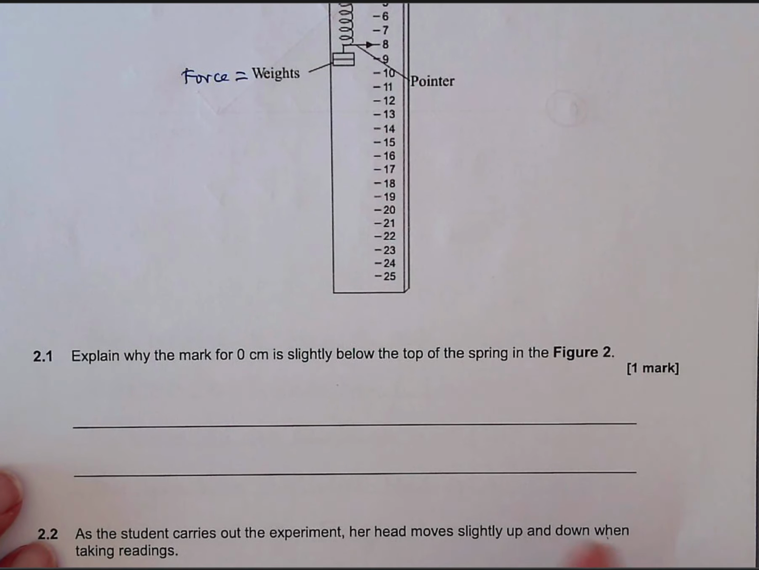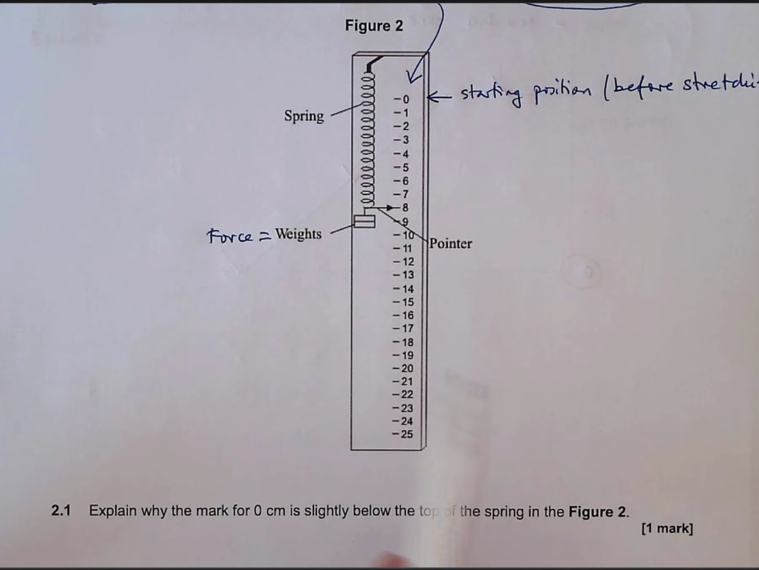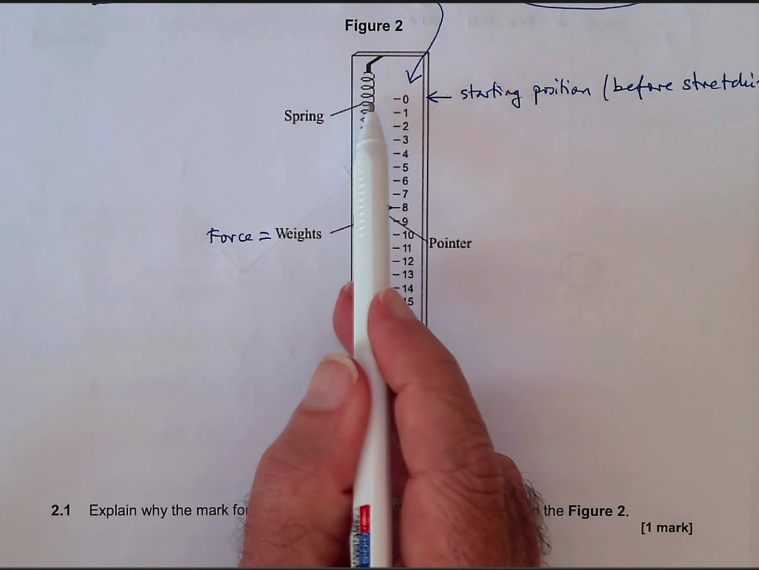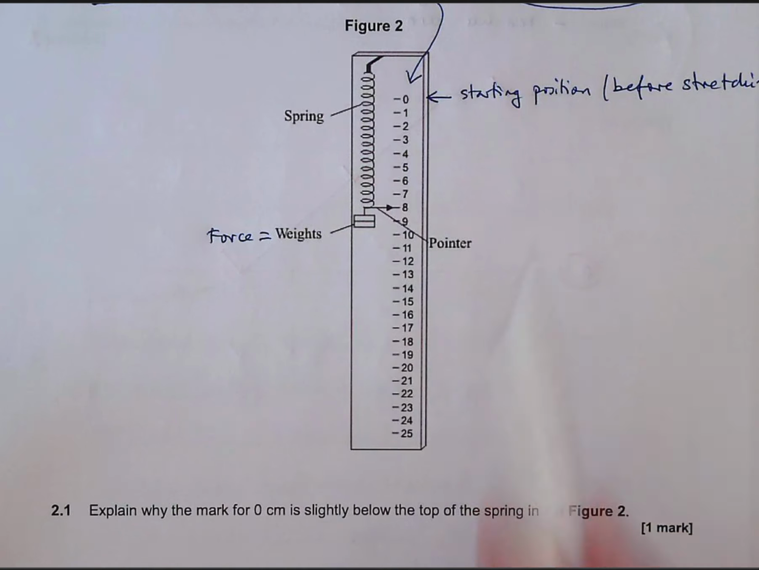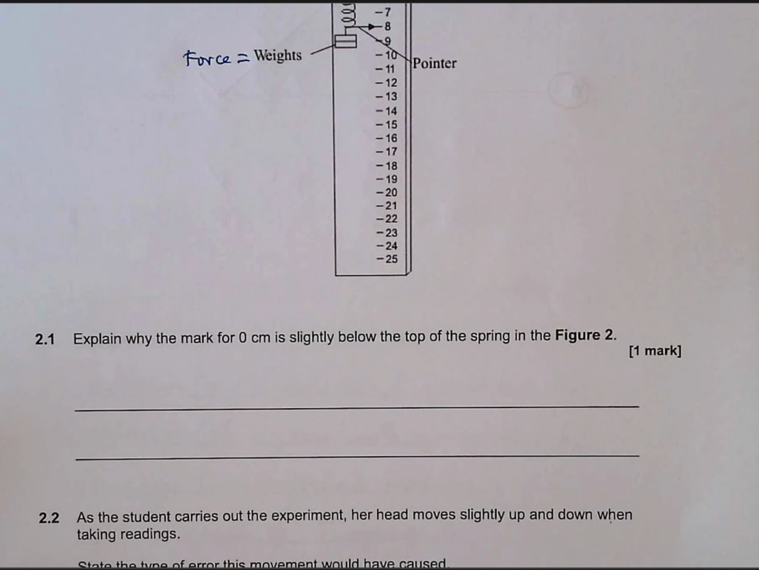So the first question then says, explain why the 0 mark is slightly below the top of the spring. Because the top of the spring, you want to measure from the bottom of the string how much is extended. So that would be, I'm assuming, the starting position of the spring. So you need to make sure you have answered it exactly how they want. So going back, you can see where the 0 is. So that would be the bottom of the spring.